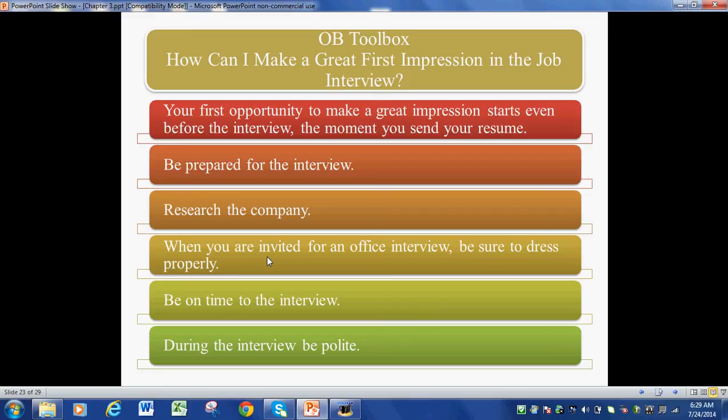When you're invited for an office interview, be sure to dress properly. That's the time to wear your best suit, not your skinny jeans, right? And your hat. Be on time to the interview. You have to be on time. If you're late, it's definitely going to be a big problem. You're going to set a terrible first impression. One time I almost was late to a job interview. I had a flat tire, but I changed the tire and ended up getting there on time. And during the interview, be polite, right? You don't want to overrun the person and not be polite, because they're just going to get turned off by you and say, forget it, this guy's not getting a shot.